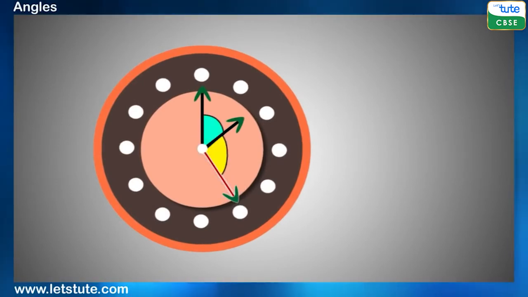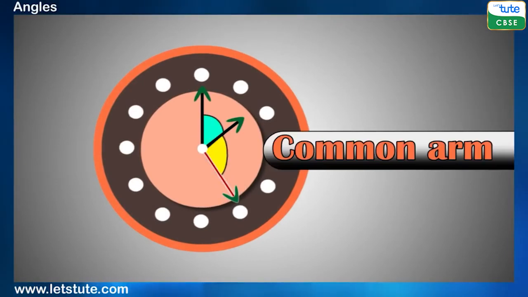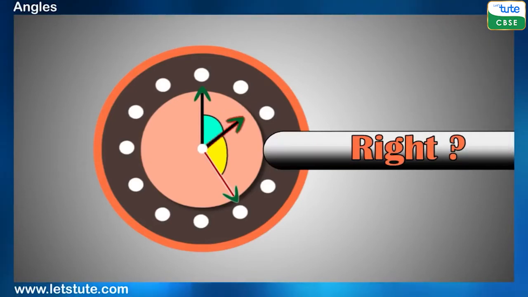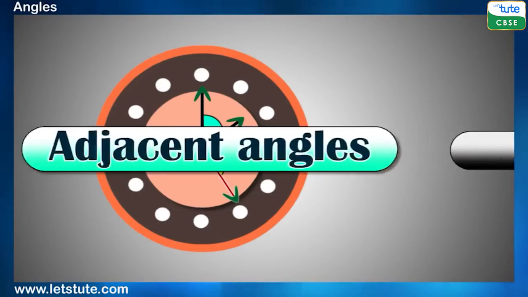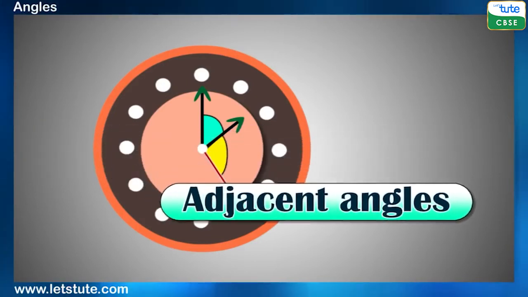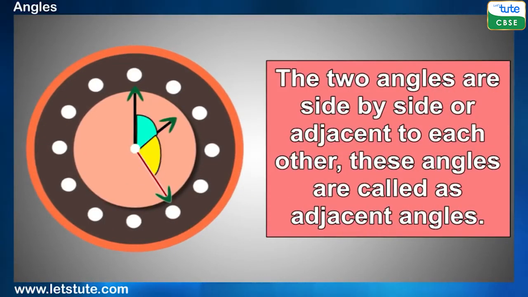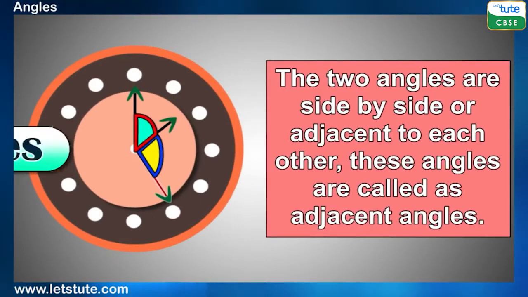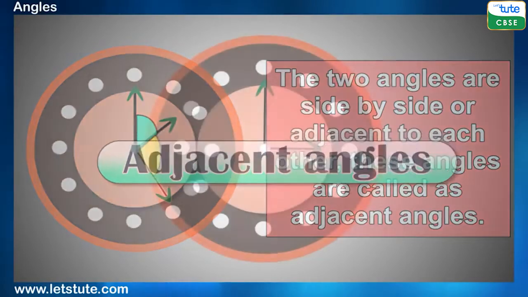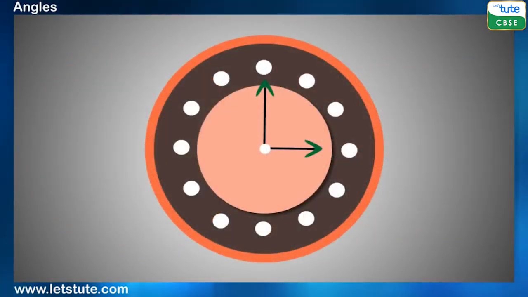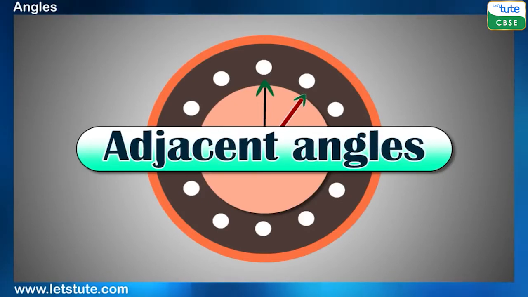Now here we can see two angles, but they have a common arm, right? And these types of angles are called adjacent angles. Just because the two angles are side by side or adjacent to each other, these are called adjacent angles. Now we know when an angle is cut by another ray, we have adjacent angles, right?